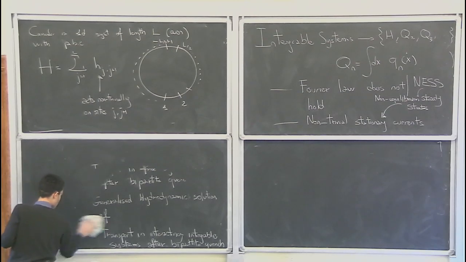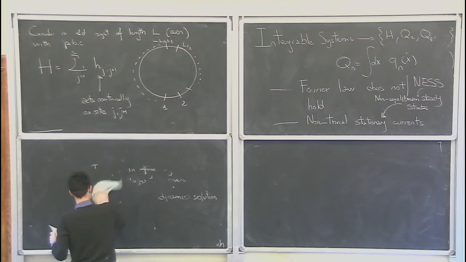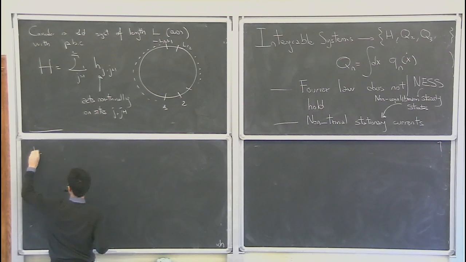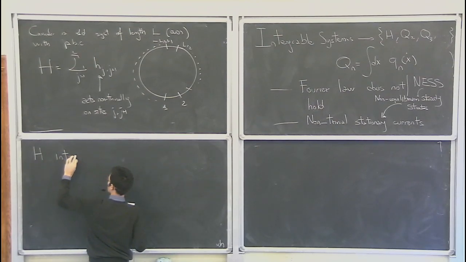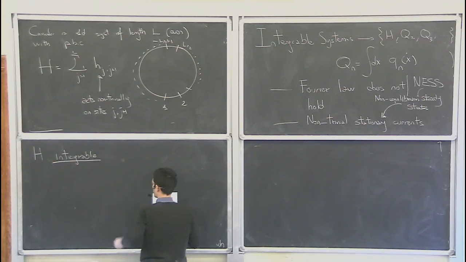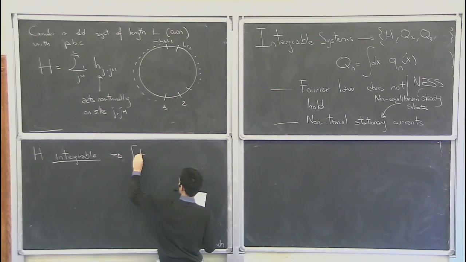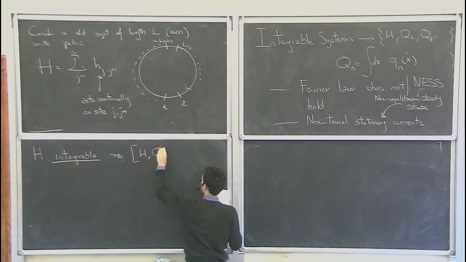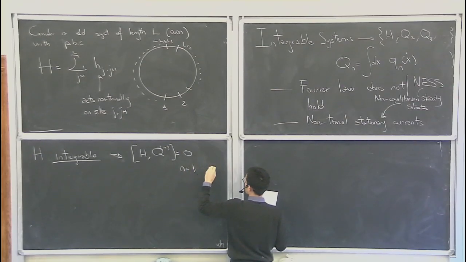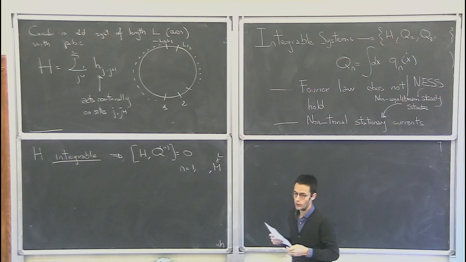Then we'll take H integrable, which means that the commutator of H with some Q_n is 0 for n going from 1 to some number m proportional to L, the volume of the system. Okay?